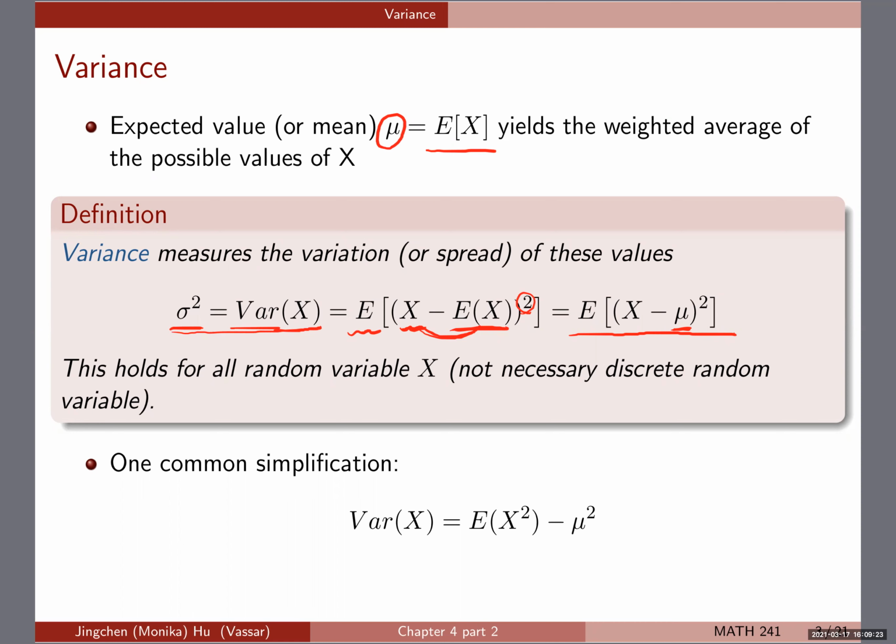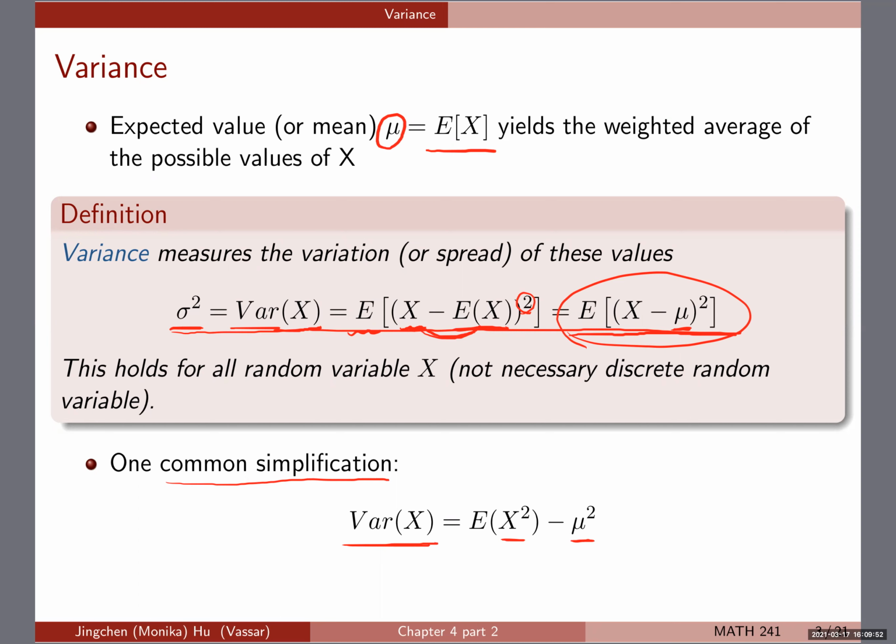But in terms of computing the variance, we actually always use a simplification. What this is saying is that the variance of a random variable X can be simplified. Instead of going back to the definition, you can compute it as the expectation of X squared minus mu squared. You might be wondering why we are able to do that.